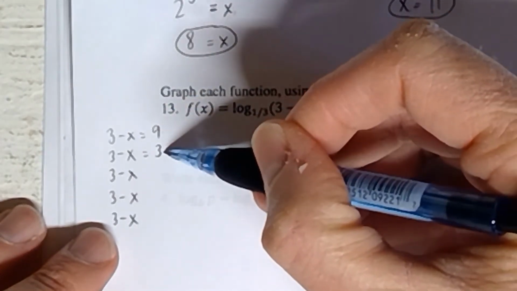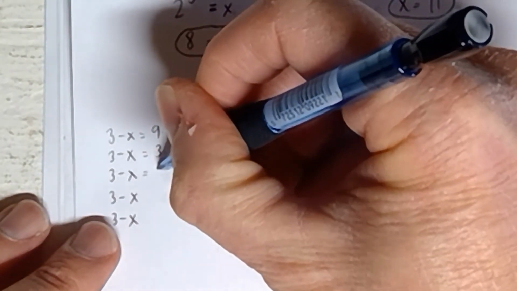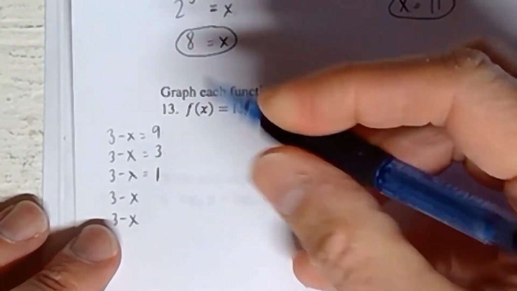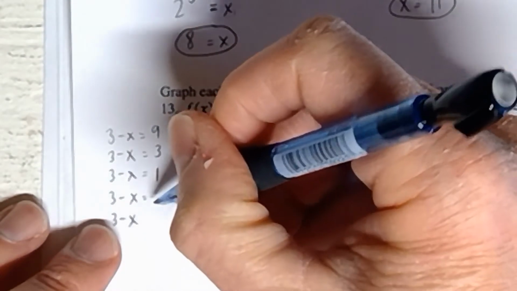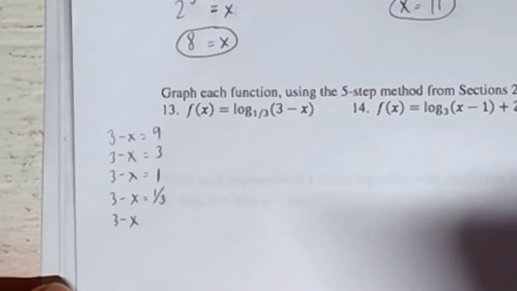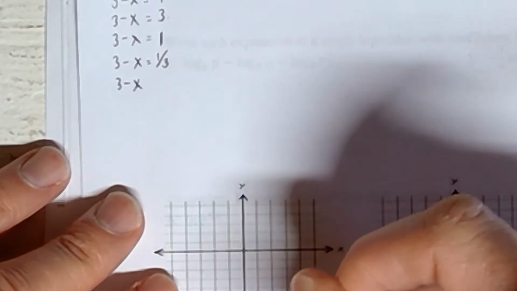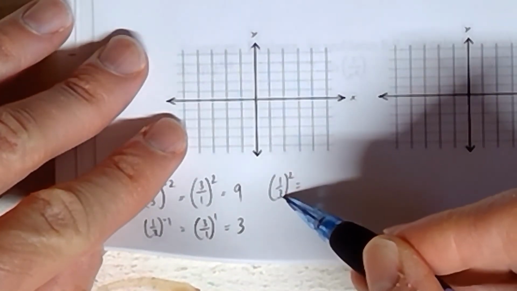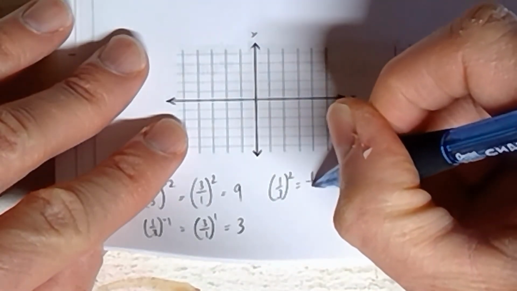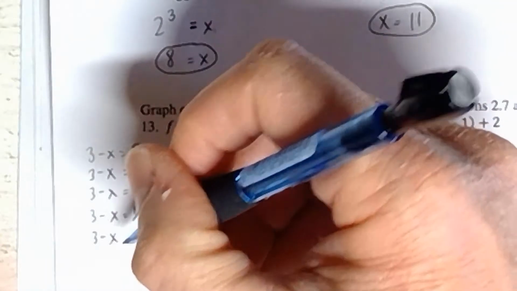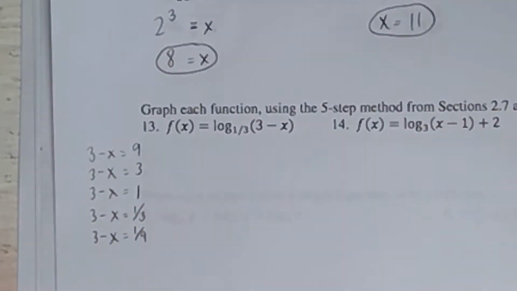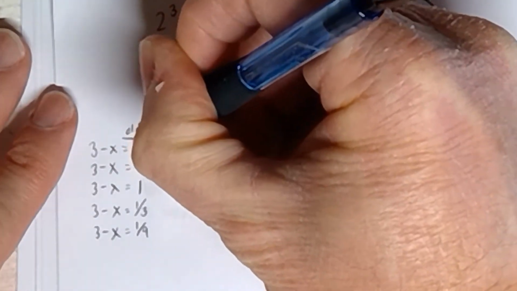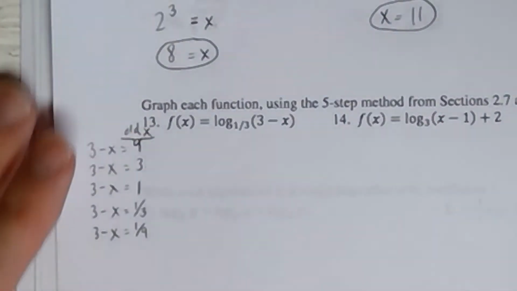Then 1/3 to the 0: any 0 exponent is going to be 1. And then we have 1/3 to the first, and anything to the first power is itself. And finally, what is 1/3 to the second? Well, when you have a fraction taken to a positive power, you just go 1 squared and 3 squared, don't you? And that would be, as you know, 1/9. And so those are the 5 old x values that we have right here.